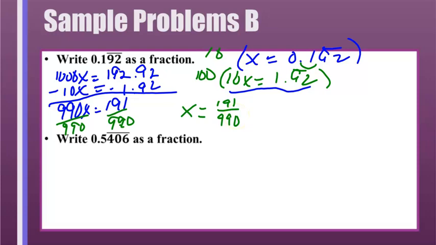Next, here we want to move the decimal point one to the right. So right now I had x equaling 0.5406 with the 406 repeating. I'm going to have to multiply this by 10. So our original equation is now going to be 10x equaling 5.406.